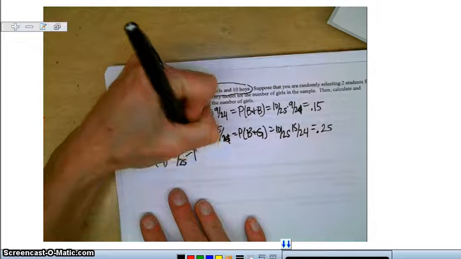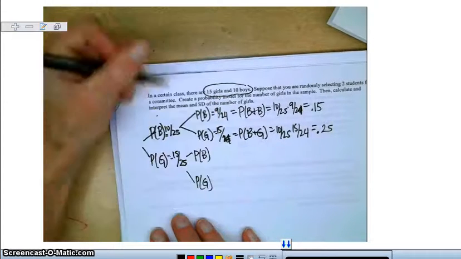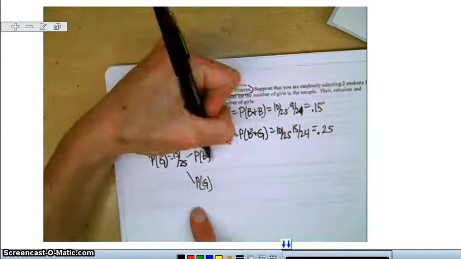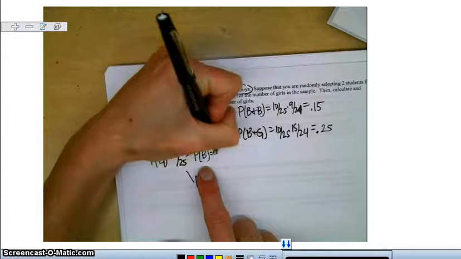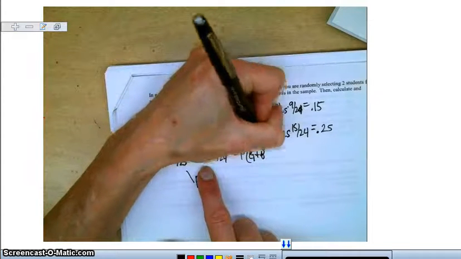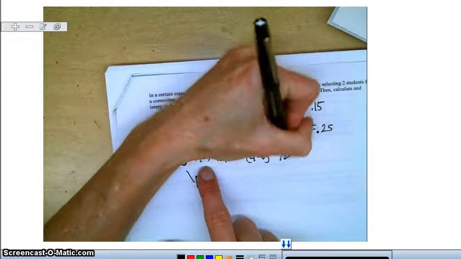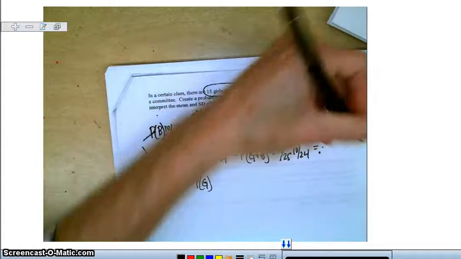If I pick a girl first, I could pick a boy second or a girl second. So then following this branch, the probability of getting a boy second is 10 out of 24. So the probability of getting a girl and then a boy is 15 out of 25 times 10 out of 24, which is another 0.25.